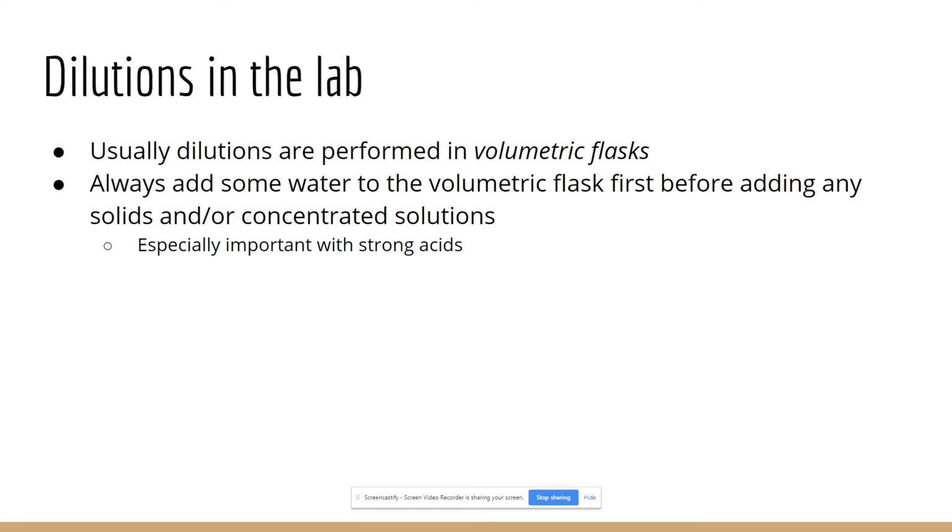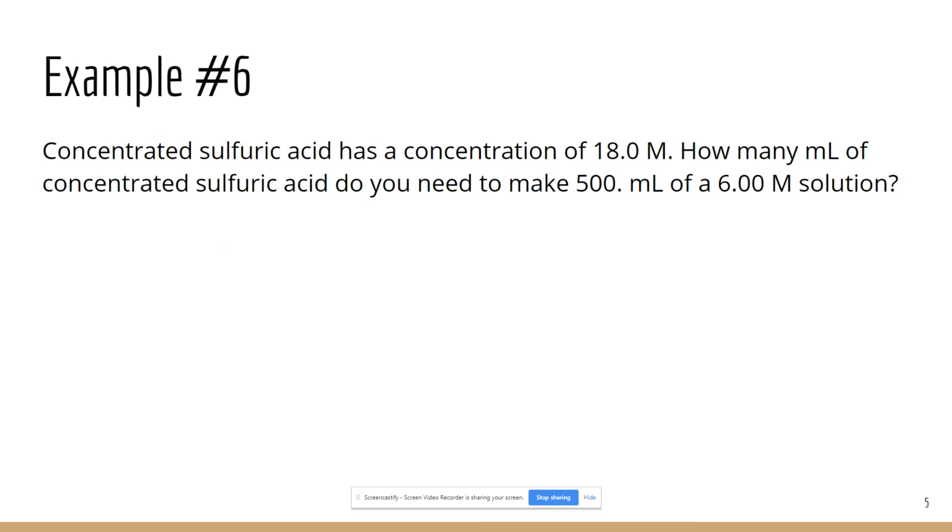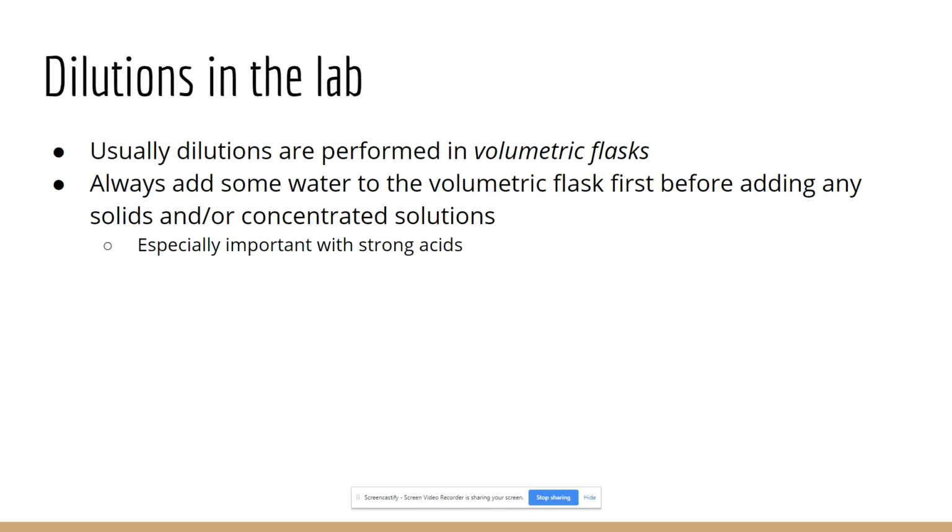What's really important, especially with strong acids, is that you add some water to the volumetric flask before you add any solids or concentrated solutions. So if I were to use example 6, I would need a 500 milliliter volumetric flask. I know I'm going to add 167 milliliters of my acid to it. Before I do that, I'm going to fill my 500 milliliter flask up at least halfway with water before I add my acid, and then I can use a dropper to get it all the way to volume.